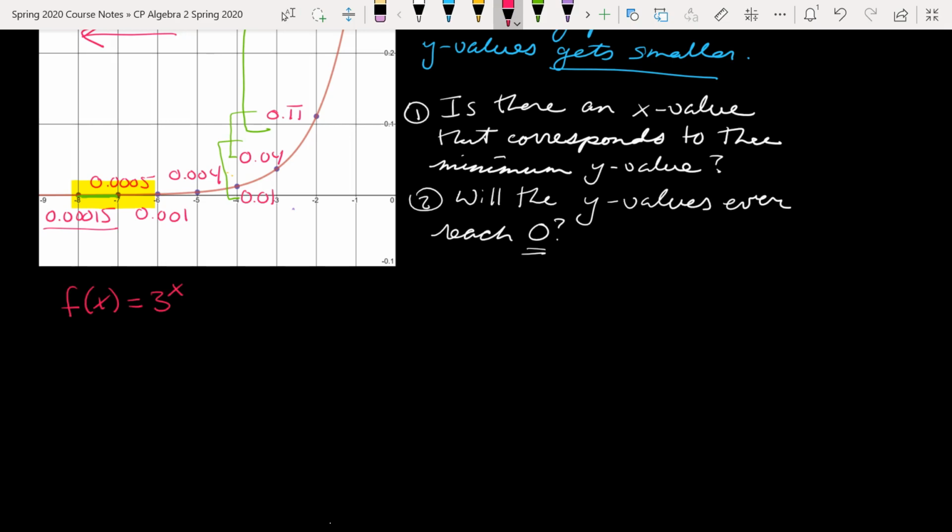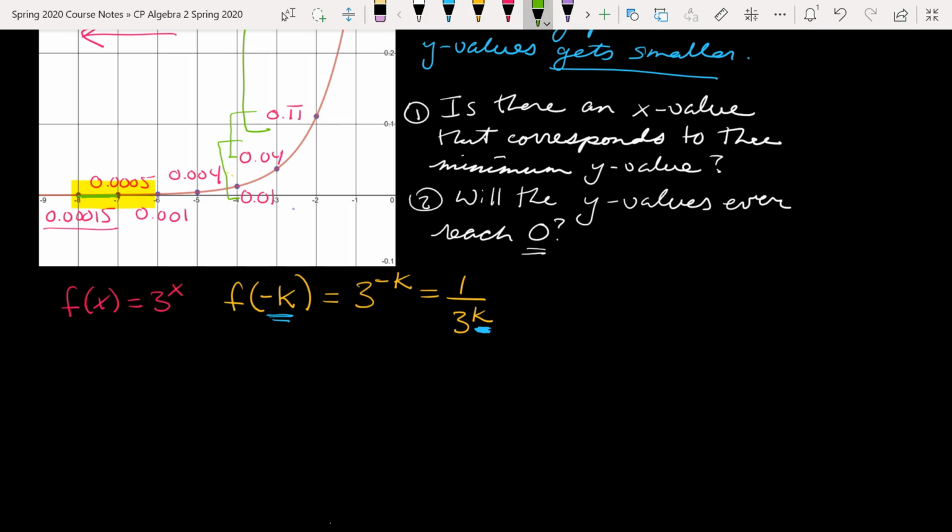Remember that this function, 3 to the x, for negative values of x, for instance, let's say we have f of -k, where k is some positive number. That's the same as 1/3 to the k. As we make this input value, which is negative, more and more negative, that means that this exponent in the denominator of this fraction gets larger and larger. And since we know the domain of this function is all real numbers, I can keep inserting more and more negative numbers without end. And this exponent will keep getting bigger, which means the denominator of this fraction will keep getting larger. But what does that mean exactly?